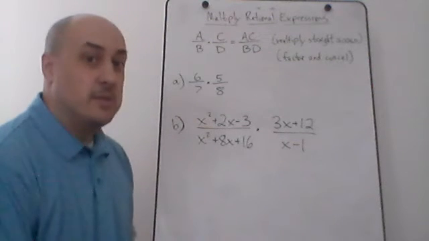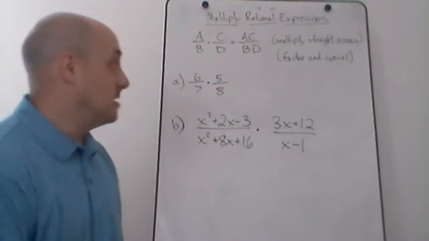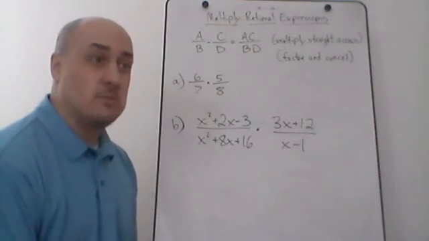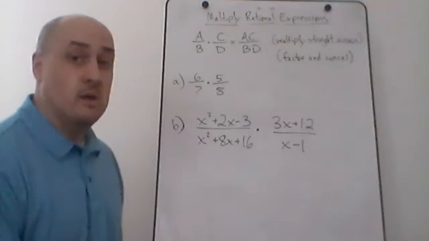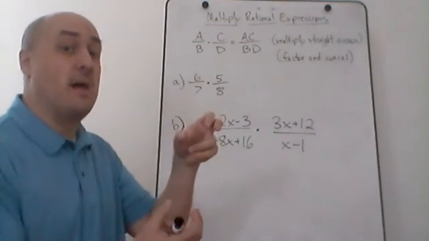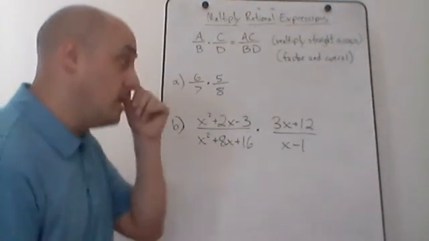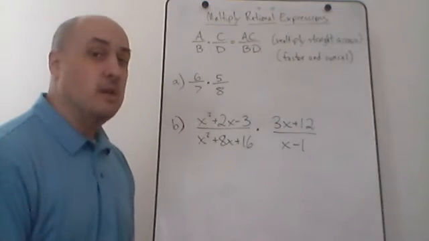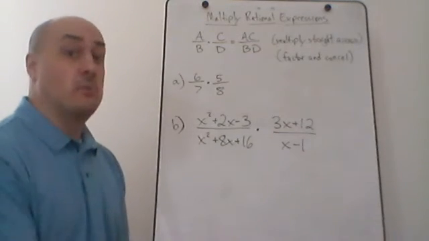Alright, in this video we're going to be talking about multiplying rational expressions. Remember, rational expressions are algebraic expressions that are fractions. Basically, it's a fraction that has a polynomial in the numerator and denominator. So when we multiply a rational expression, we basically do the same thing that we do when we multiply fractions.